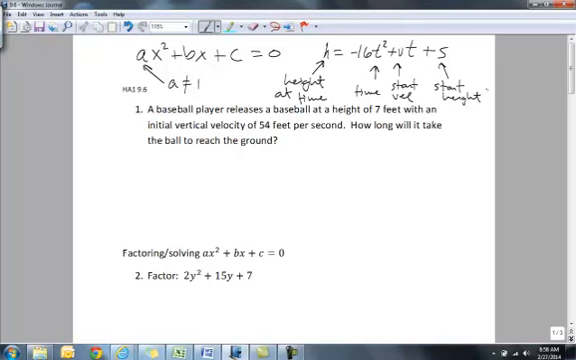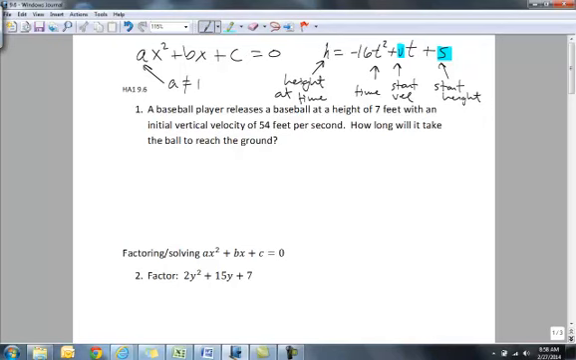Okay, so take a look at number 1. A baseball player releases a baseball at a height of 7 feet with an initial vertical velocity of 54 feet per second. Let's start by setting up our vertical motion model. Pretty much every time, the only things you're going to be able to plug in at the start are the v and the s. You're going to be given a starting velocity, and you're going to be given a starting height. You plug in for those and you've got your vertical motion model.